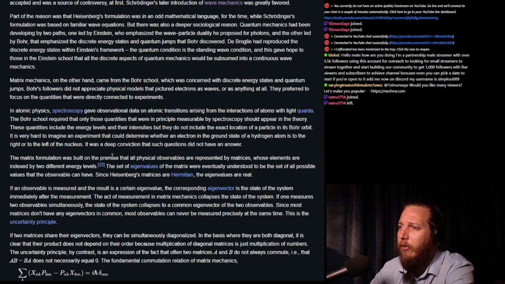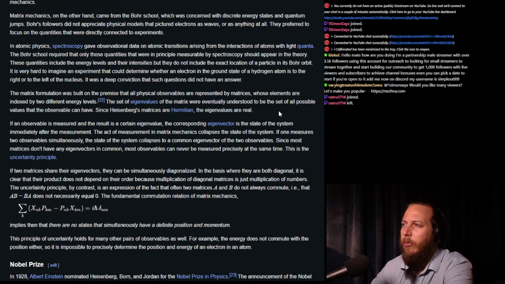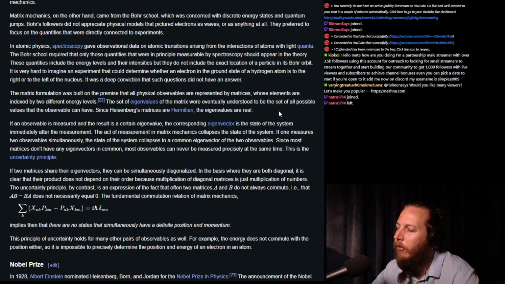The matrix formulation was built on the premise that all physical observables are represented by matrices, whose elements are indexed by two different energy levels. The set of eigenvalues of the matrix were eventually understood to be the set of all possible values that the observable can have. Okay, since Heisenberg's matrices are Hermitian, the eigenvalues are real. Neat. If an observable is measured and the result is a certain eigenvalue, the corresponding eigenvector is the state of the system immediately after the measurement. Oh. The act of measurement in matrix mechanics collapses the state of the system.